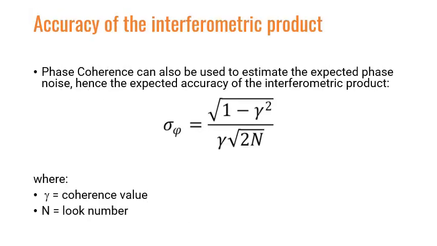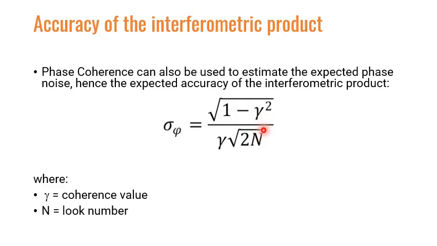Continue with the accuracy of interferometric products. What is the accuracy of interferometry? The measure is the standard deviation of phase. Phase coherence can also be used to estimate the expected phase noise. Hence, the expected accuracy of the interferometric product can be computed with this equation: sigma phase equals square root of 1 minus gamma squared, divided by gamma and square root of 2n.